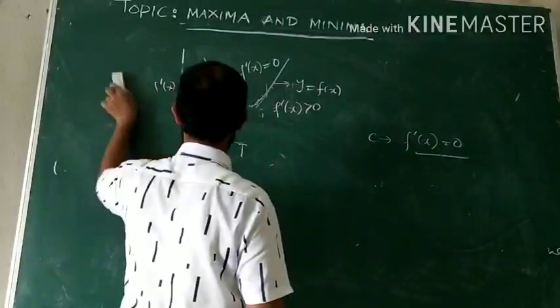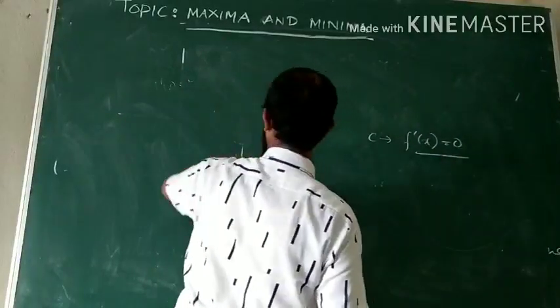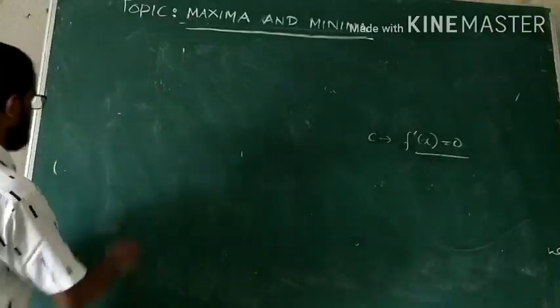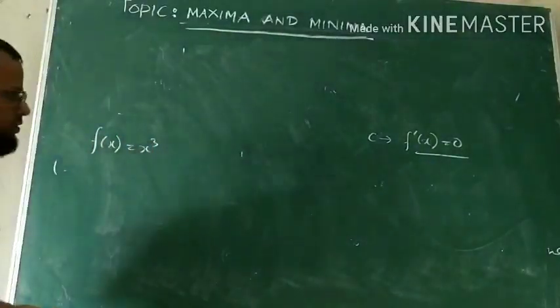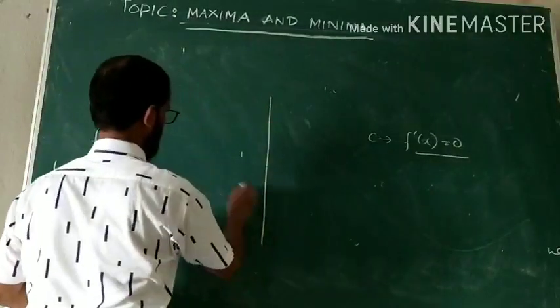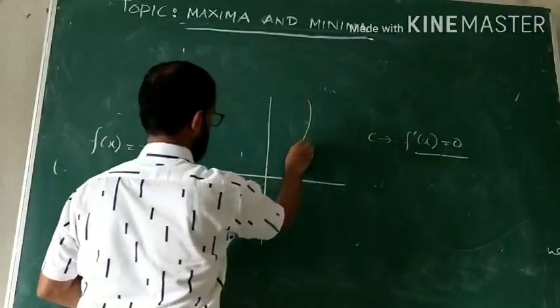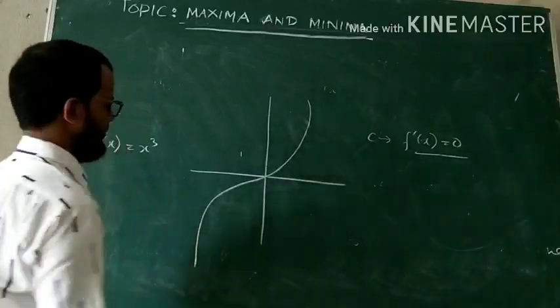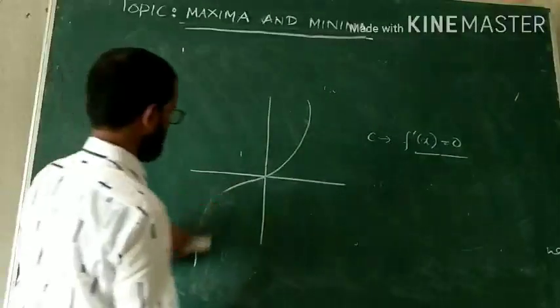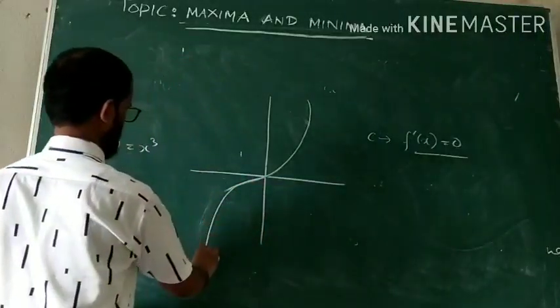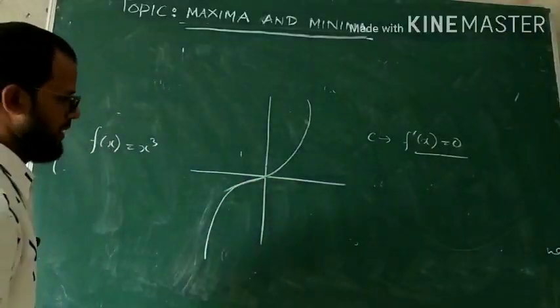Now I am going to draw a graph, a very interesting graph. This is y equal to f(x) equal to x cube. If you plot the graph, you will see that the graph of the function is like that.